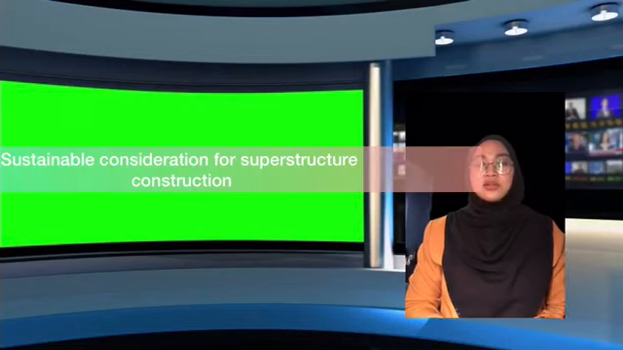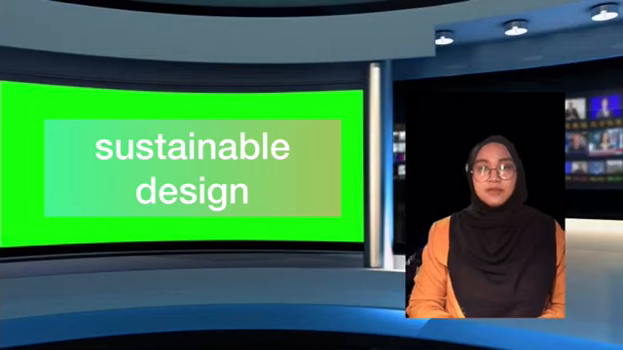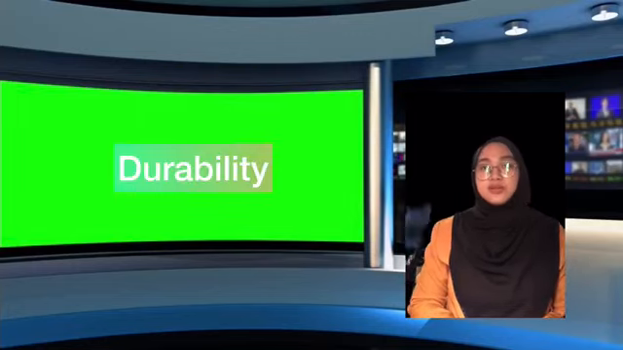For the last topic of mine, sustainable considerations for superstructure construction, there are six in total. The first one is sustainable design. The early stage of planning and design of a building has a major impact on reducing energy use and pollution. The second one is durability.